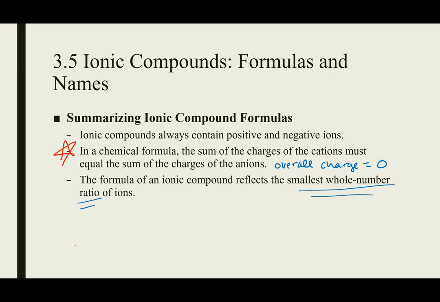ratio. So if you're putting together an ionic compound and you tell me that the ionic compound is Mg2Cl4, I would mark that wrong because that can reduce to MgCl2. So just make sure you're always doing the lowest whole number ratio.